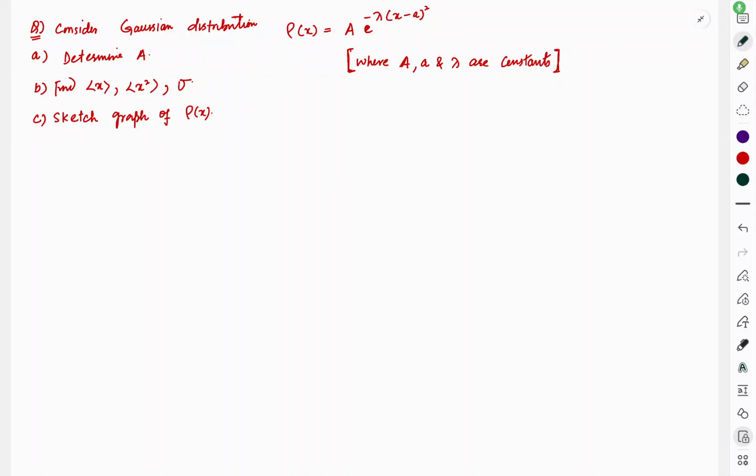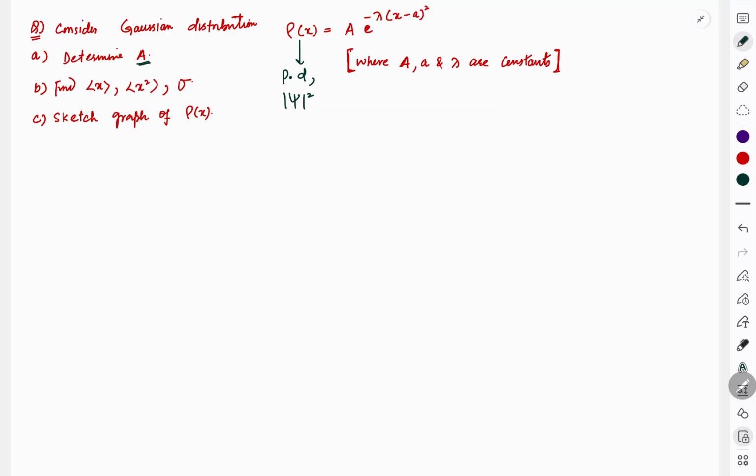Hi everyone. Let's try to solve this problem from quantum mechanics. In this problem, we have been given a Gaussian distribution where rho of x is the probability density. If you are familiar with the square notation, it's actually this square given. Now we have to determine the normalization constant a.